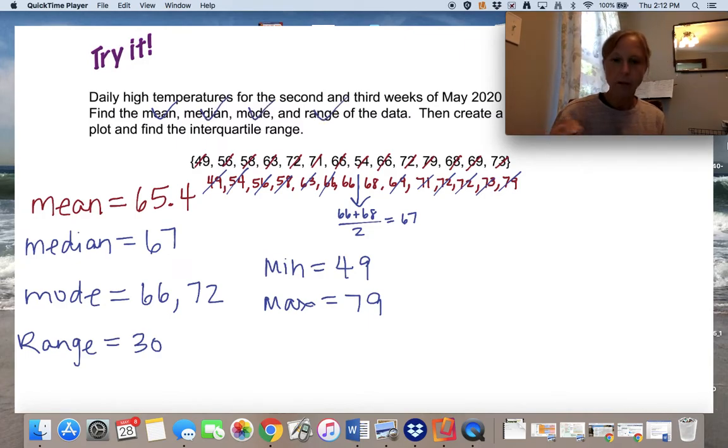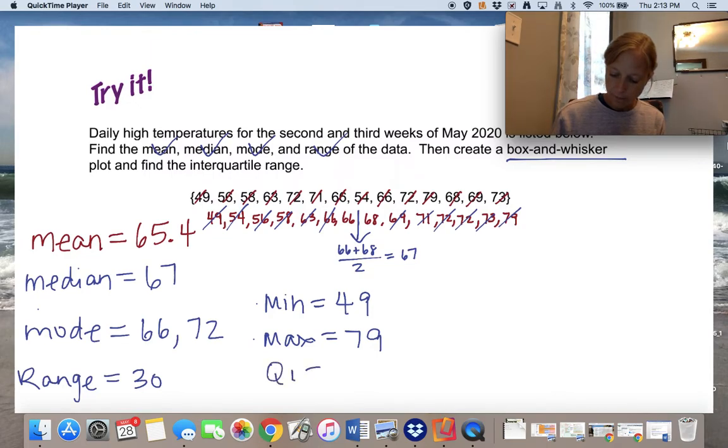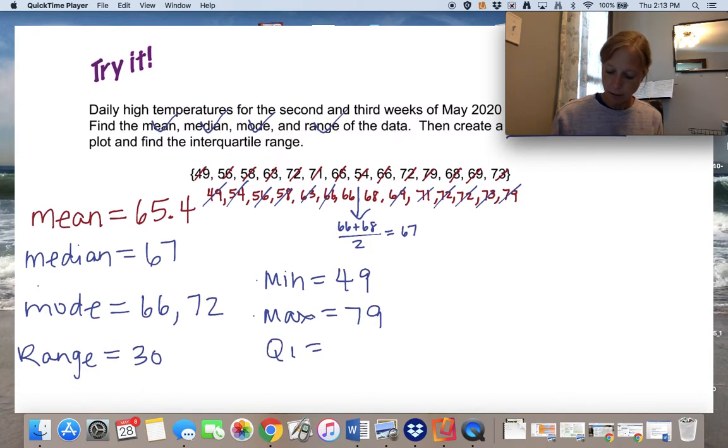To find my box and whisker plot, or to create that as the directions have asked me to do, I need my 5-number summary, which includes minimum, maximum, median, and my 2 quartiles. So that's the only thing I'm missing right now to make my box and whisker plot. I need to find the first quartile, and I need to find the third quartile, I'm sorry.